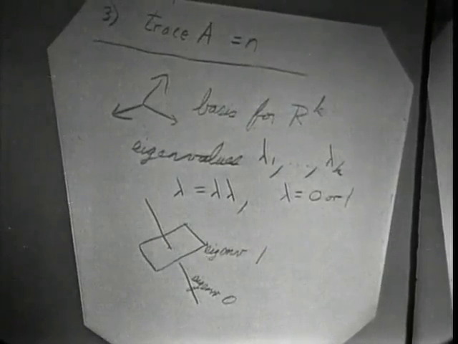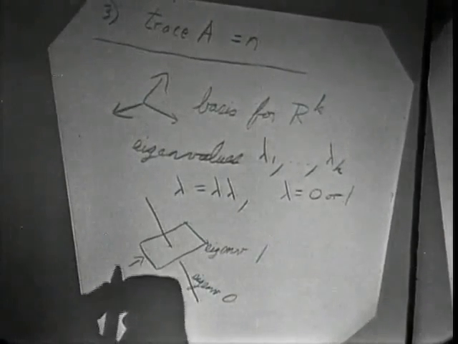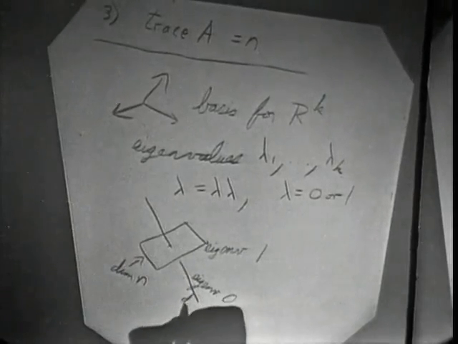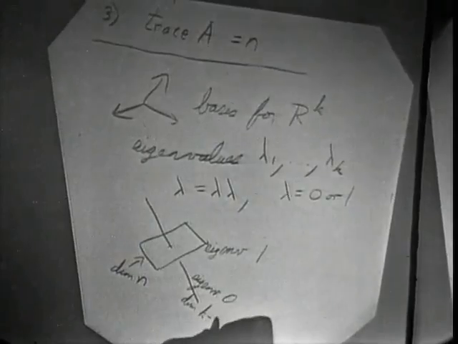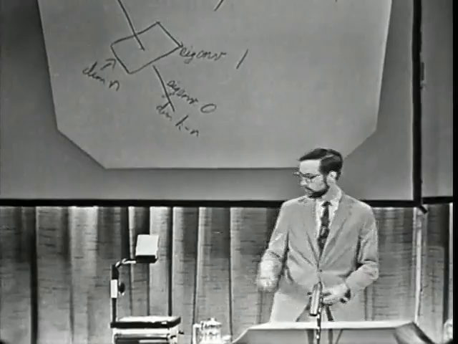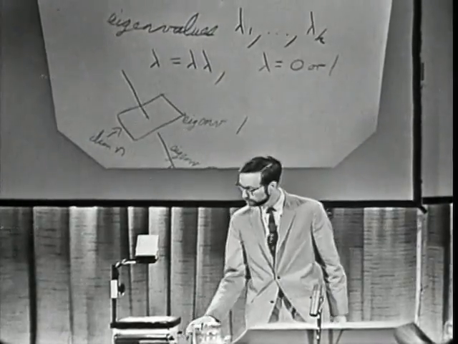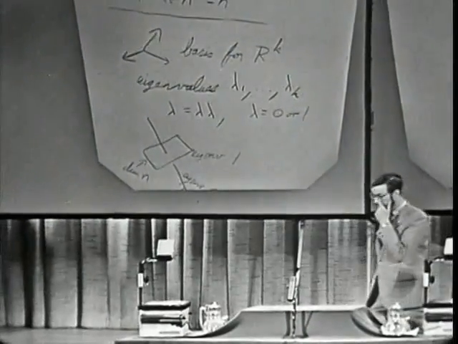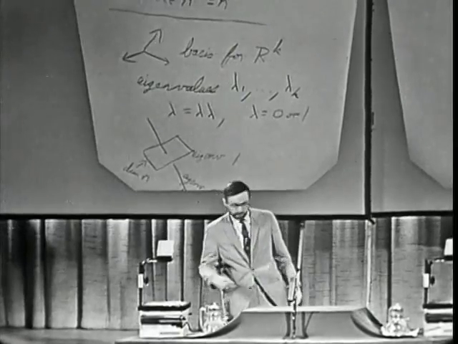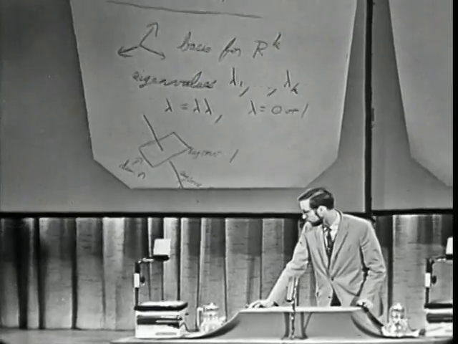Now, what is the trace of such a transformation? It's clearly just the dimension of this plane. So here we have a plane of dimension n, and the orthogonal complement will have dimension k minus n. And we see that to each plane of dimension n through the origin, there's precisely one such transformation. So I've defined a certain set in k-squared dimensional Euclidean space. One can prove that this is a smooth manifold.